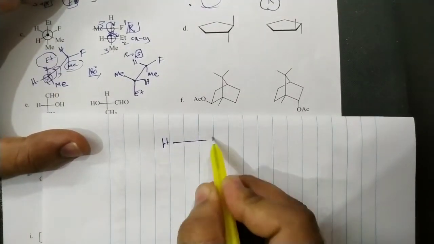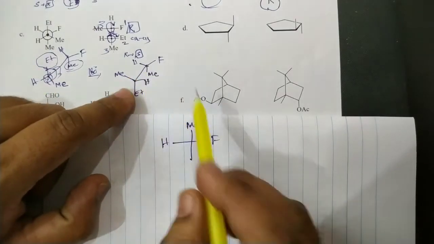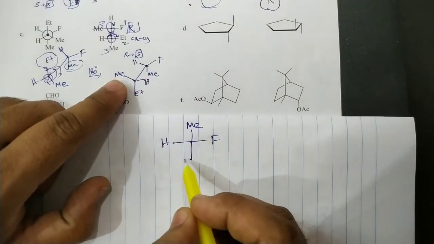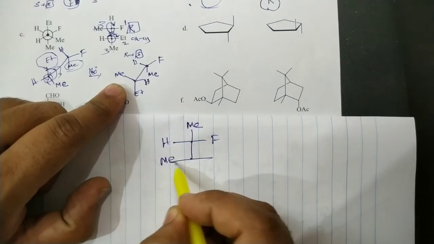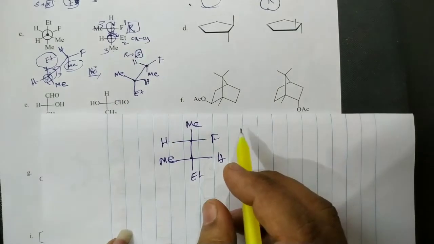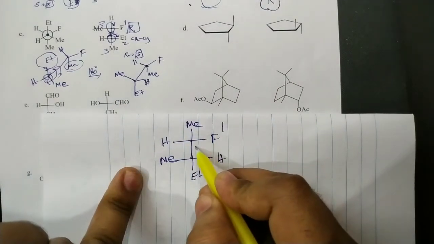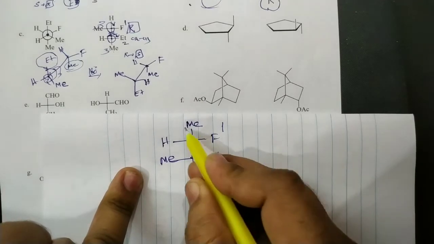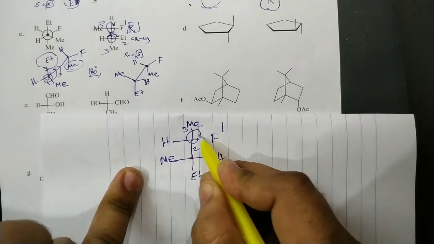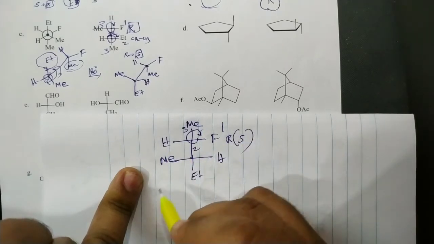Here hydrogen and fluorine. This is a methyl. It is a rear carbon, it is a top carbon, it is a front carbon actually. Here this methyl, hydrogen and ethyl. It is a 2D form of that compound. Now give the RS configuration: first priority here, next second priority, this one third priority, 1 2 3 configuration. So R, but you have to take the reverse, so S configuration.